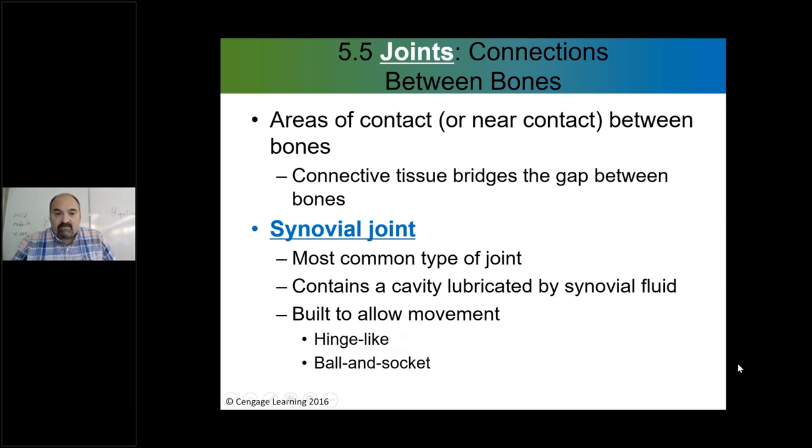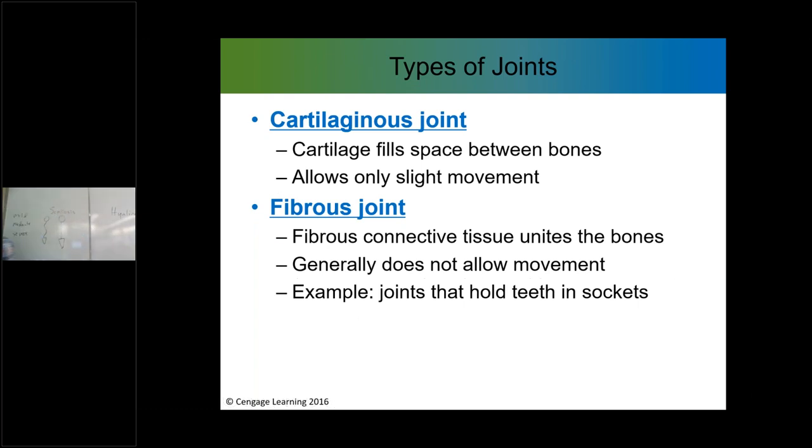Let's see here. Then we also have cartilaginous joints and fibrous joints. You'll see here that cartilaginous joints are going to be limited as far as the kind of movement. The synovial joints allow for the most movement.